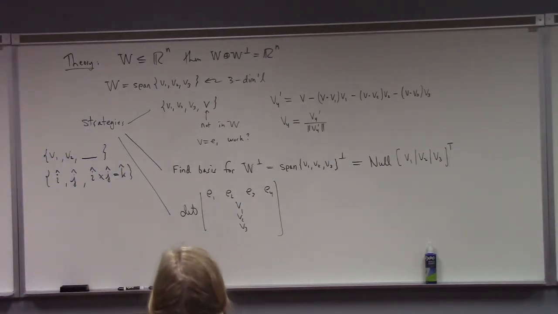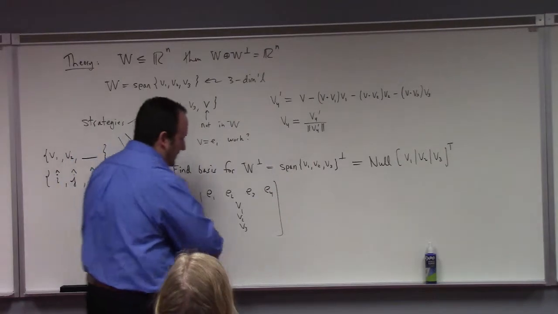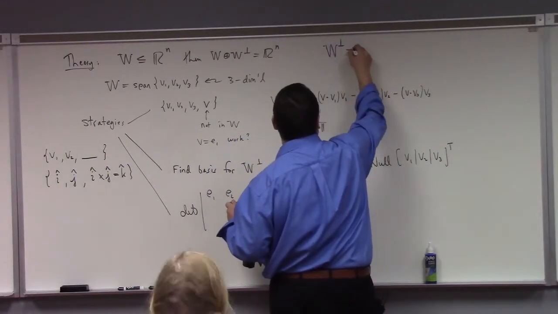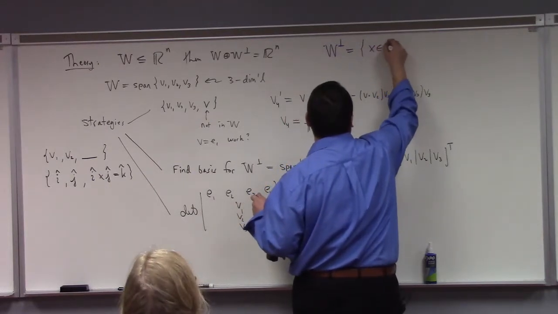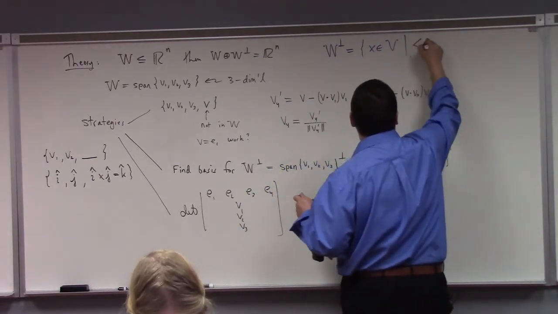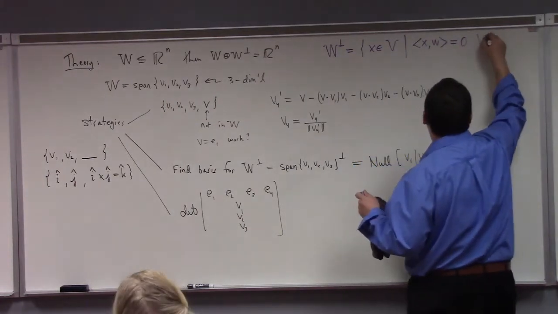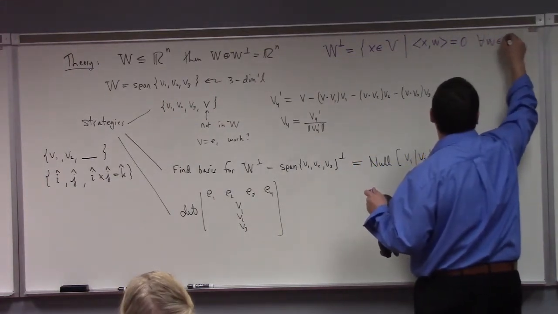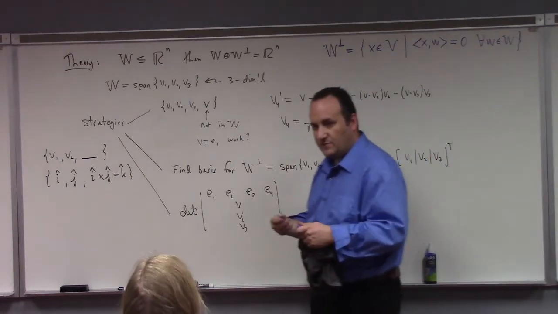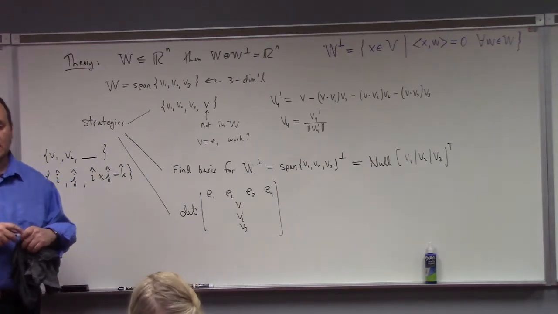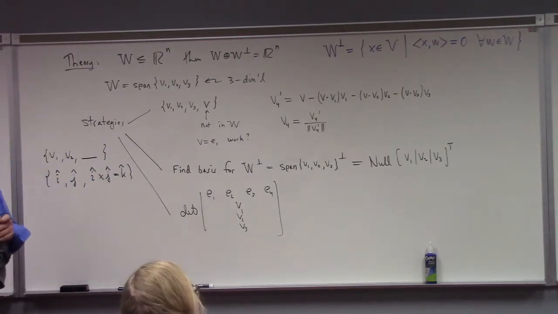Is there a certain way that we're supposed to know how to calculate the perp? Yes, you should know what the perp is, and you should have calculational strategies for how to find it. But W perp is the set of x in V such that the inner product of x and w is equal to 0 for all w in W. So it's a set of vectors which are perpendicular to a given set. It doesn't even have to be a subspace. You can calculate the perp of one vector.